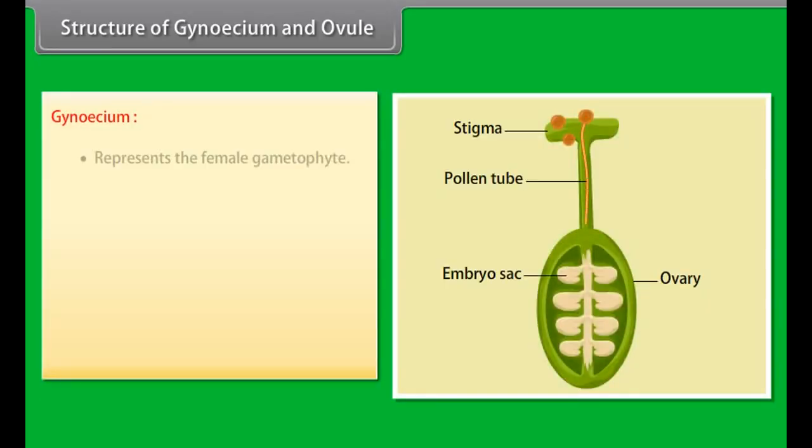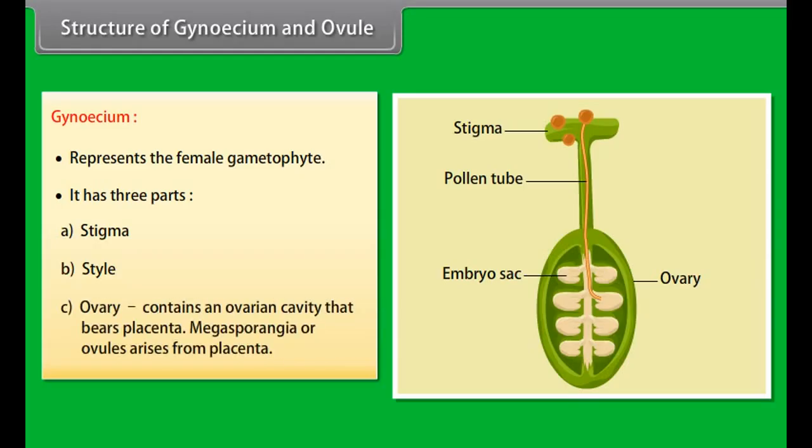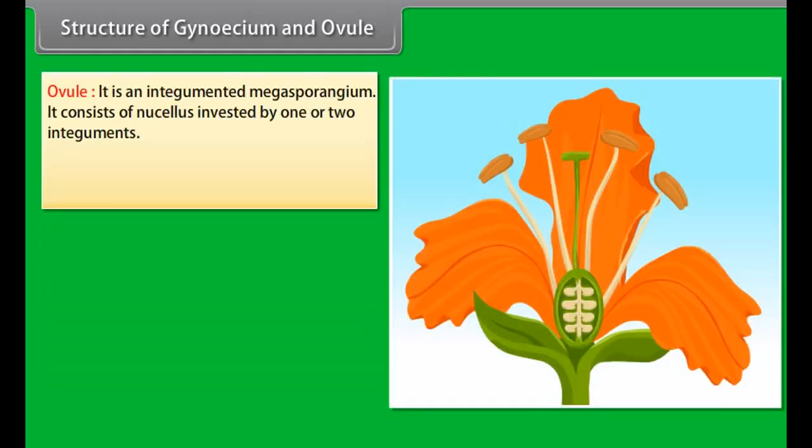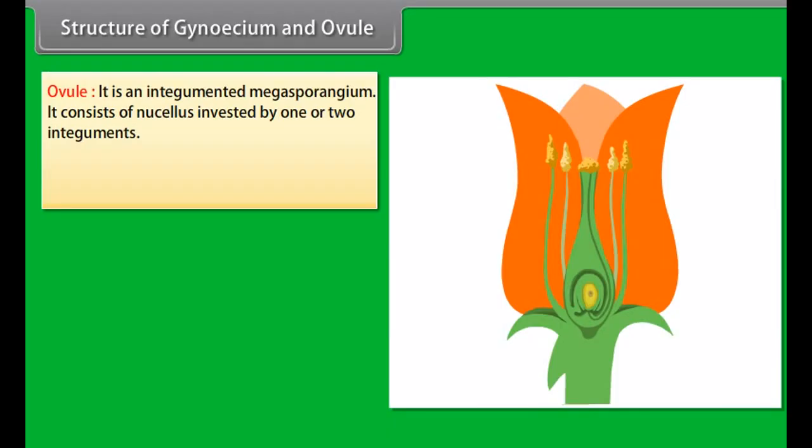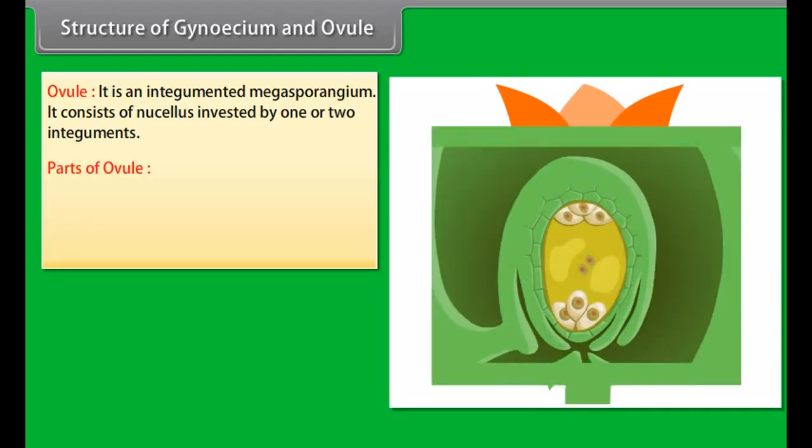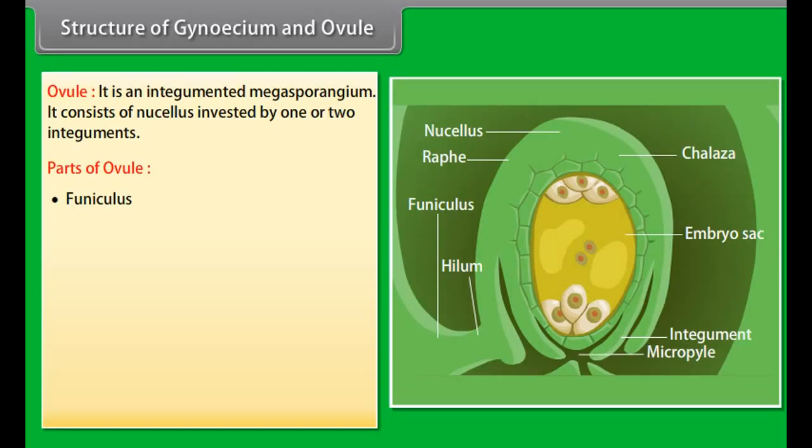Structure of gynoecium and ovule. Gynoecium represents the female reproductive part. It has three parts: stigma, style, ovary. It contains an ovarian cavity that bears placenta. Megasporangia or ovules arise from placenta. Ovule. Ovule is an integumented megasporangium. It consists of nucellus invested by one or two integuments. Parts of ovule: funiculus, hilum, raphe, nucellus, embryo sac, integuments, micropyle, chalaza.